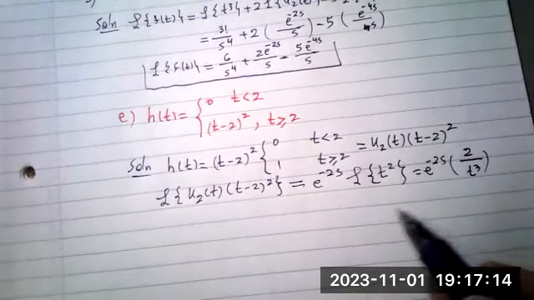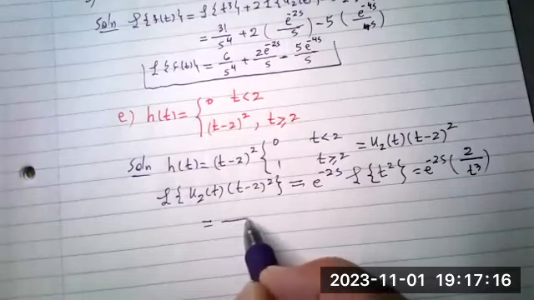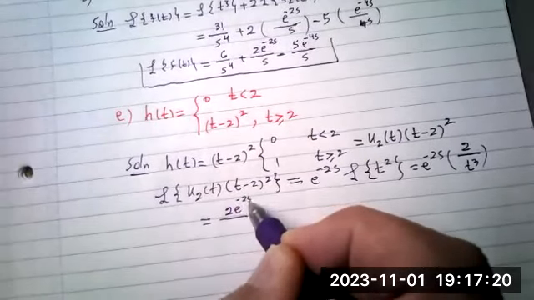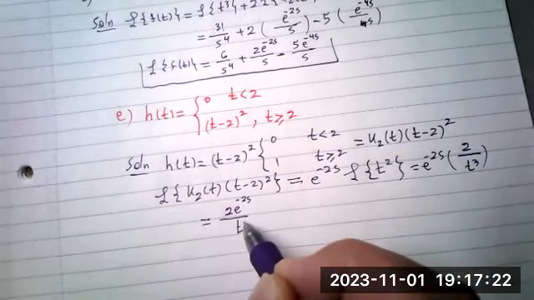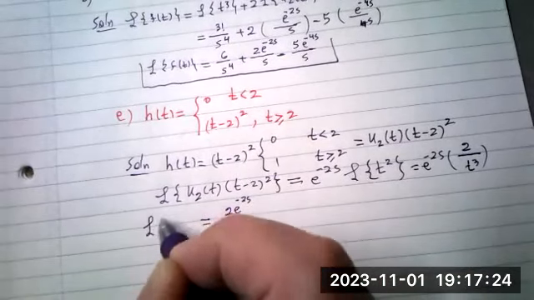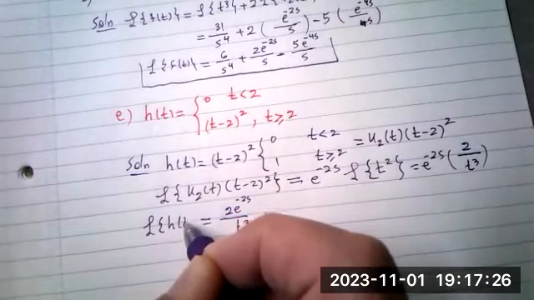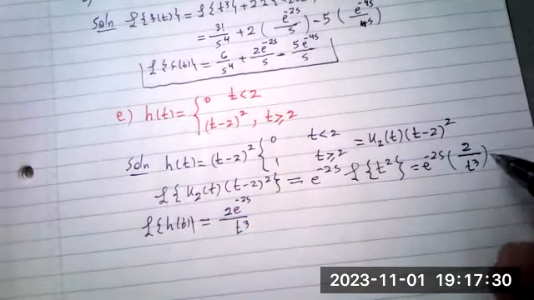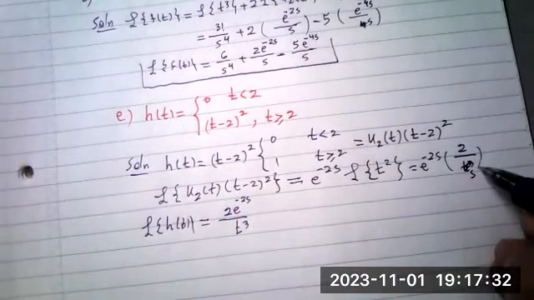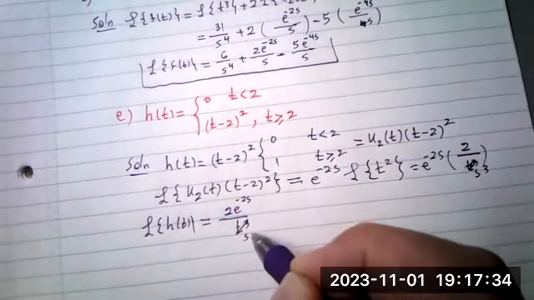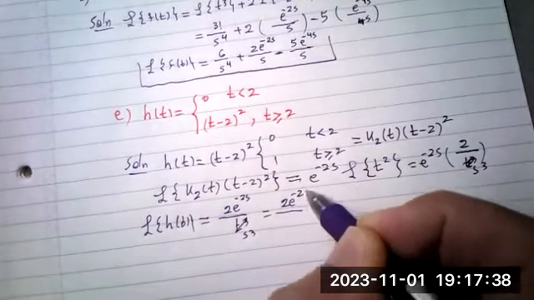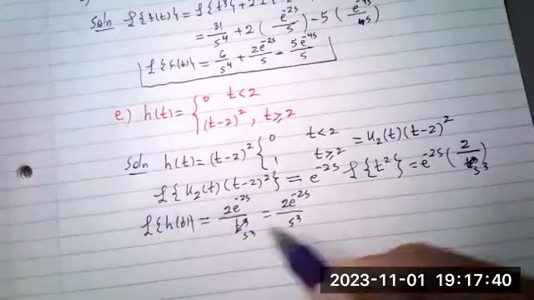So the final answer would be 2 e to the negative 2s over t cubed. So that would be the Laplace of h of t. Sorry, over s cubed, s cubed. I have to rewrite it: 2 e to the negative 2s over s cubed.